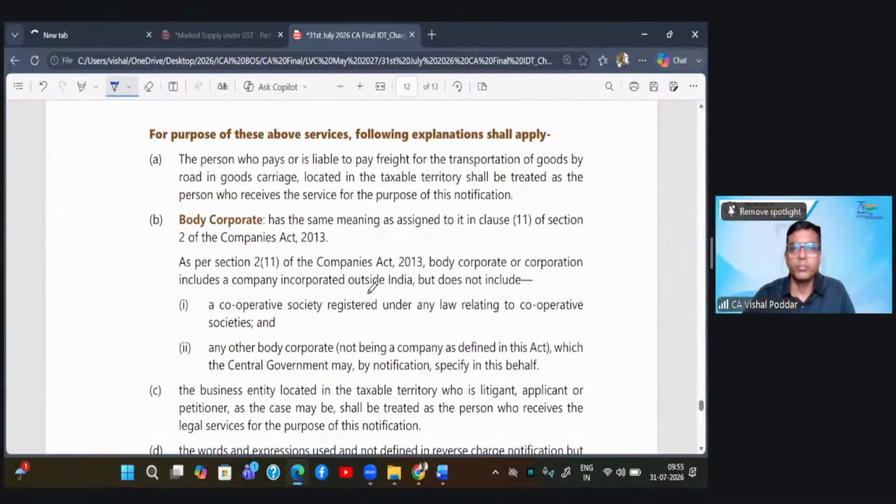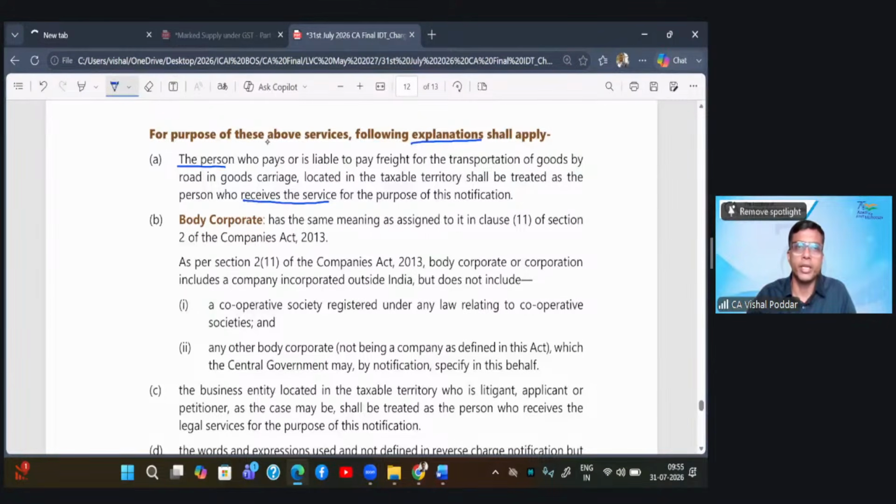Now, this notification gives some clarifications. So there are some explanations given, and these are very important because we have used these terms above. Now it clarifies that the person who pays or is liable to pay freight for the transport of goods by goods carriage located in the territory shall be treated as the person who receives the service. So in simple words, what is this clarification for? This clarification is for GTA service.